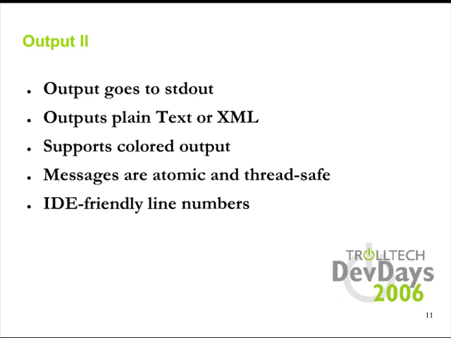And we have IDE-friendly line numbers. If a test fails, if you run it from within Visual Studio, you can double-click on the failure, and it will go to the position in your C++ code where it failed. Same on Unix with KDevelop. Unfortunately, not Xcode at the moment.